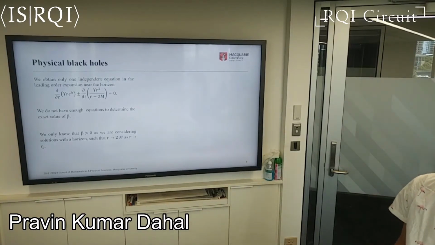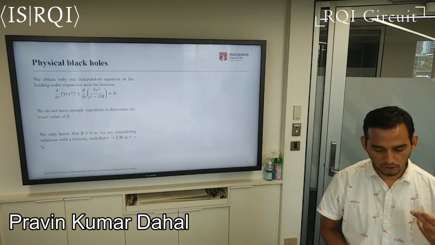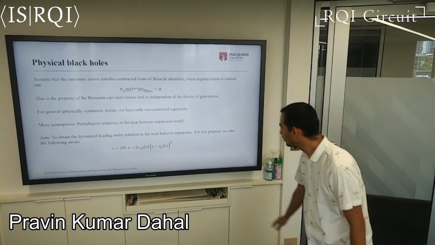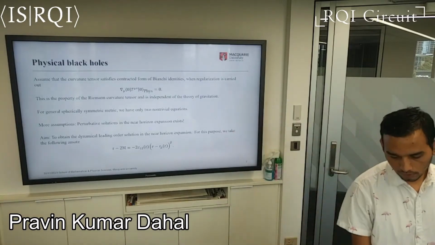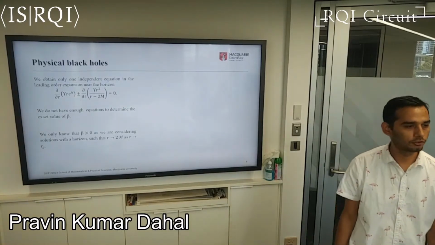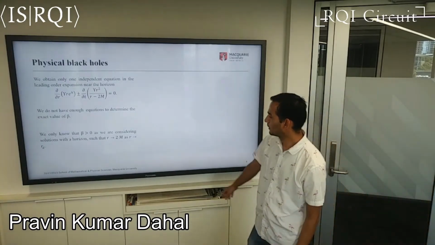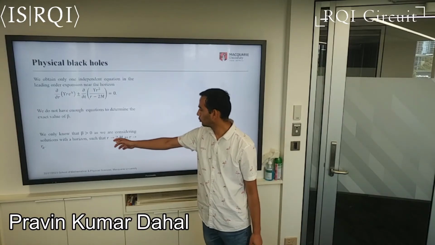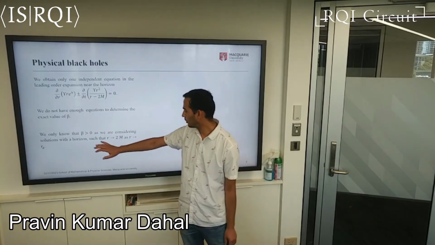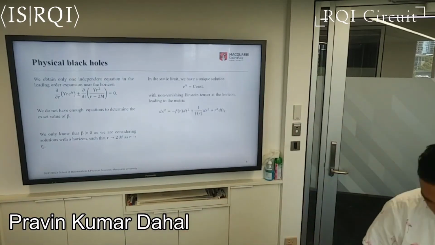We have only one independent equation, and we started with an ansatz with two independent functions, so we don't have enough equations to determine the exact value of beta. If we look at beta here, this is the power of the near horizon expansion. But what we know is we are focusing on solutions with a horizon. As we approach the horizon, as r goes to 2m, the quantity must go to 0. For that ansatz to go to 0, beta must be greater than 0. That's the only constraint we can say about beta.